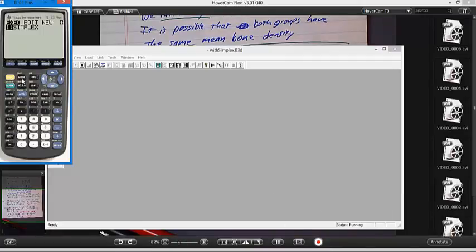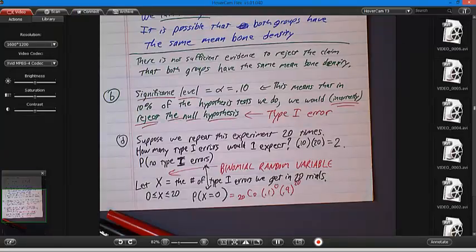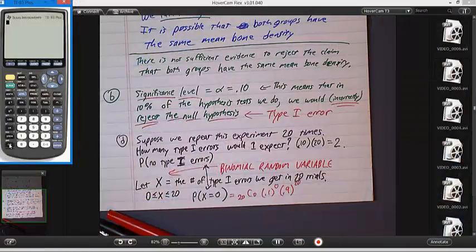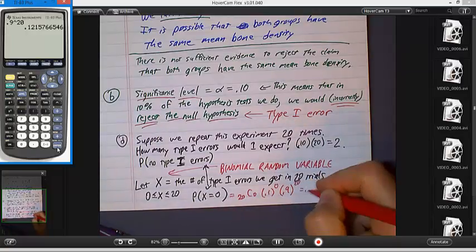So on my TI calculator, I can tell you that those first couple expressions, anything to the 0 power is 1 and 20 choose 0 is also 1. So all I really have to type in here for keeping it straight is just 0.9 caret, which means to some power, to the 20th power. And that'll tell me that there's approximately a 12% chance of getting no errors.